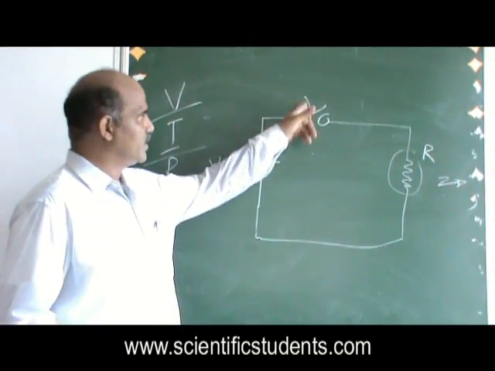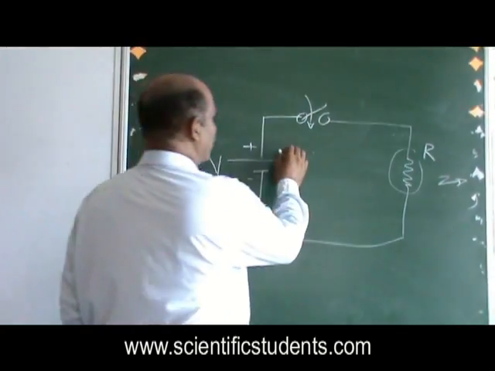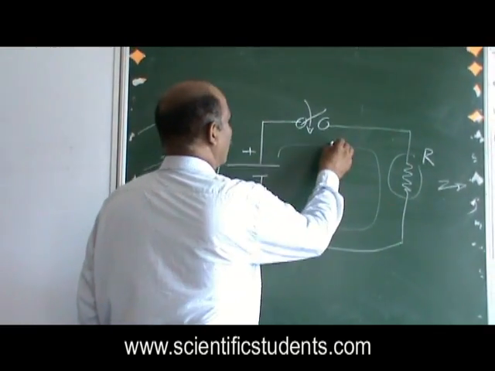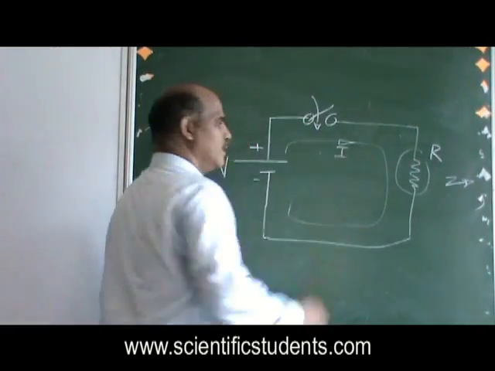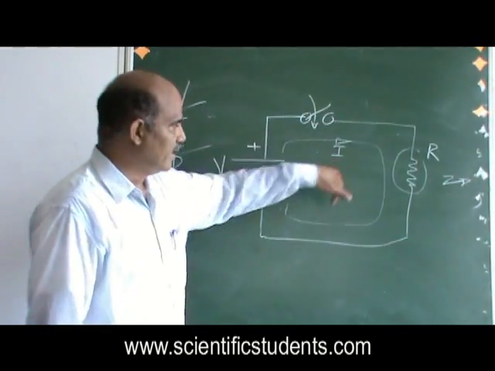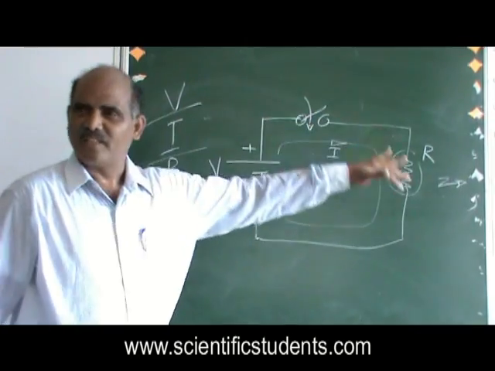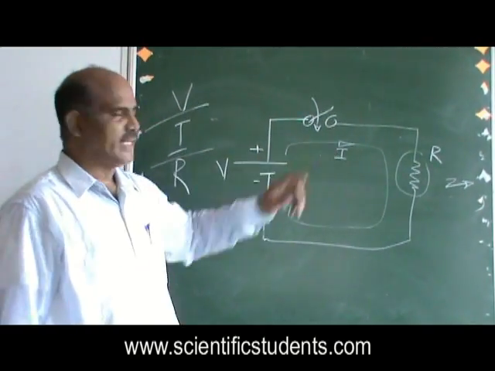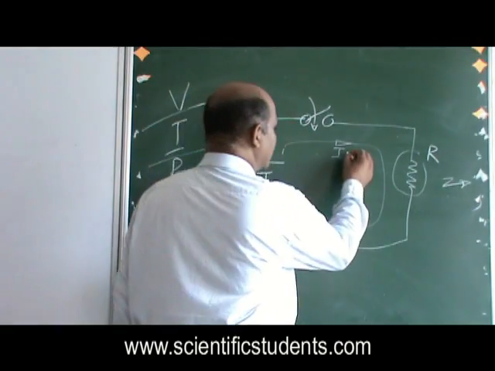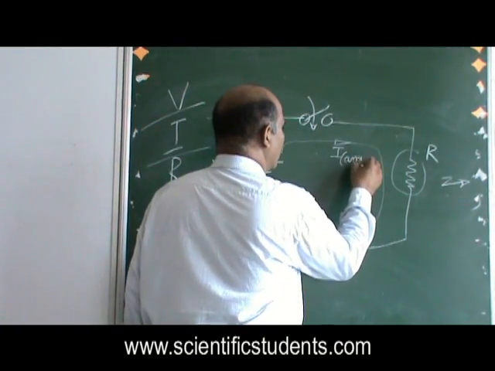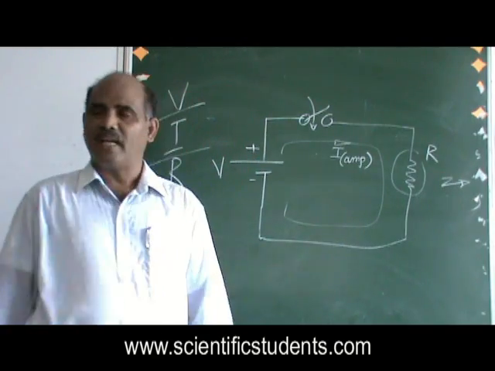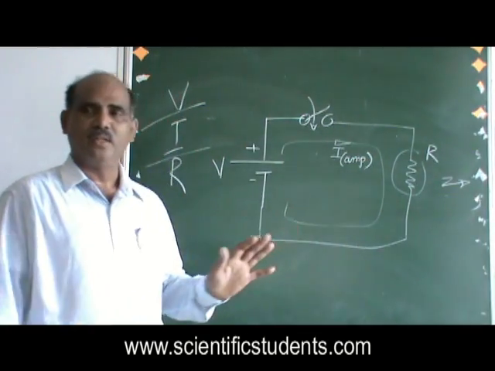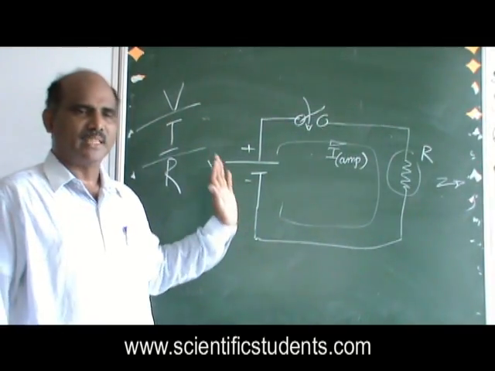Now whenever a switch is closed, the current starts flowing in this loop like this. What is started flowing in this loop now? Current started flowing. So we symbolically show it as I, but we measure the current in amperes. So to measure the current in the circuit, what do we need there to measure the current?